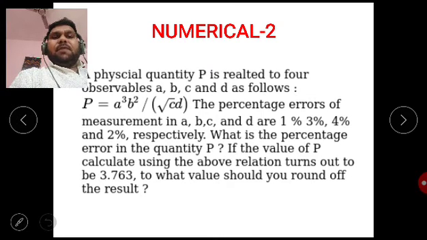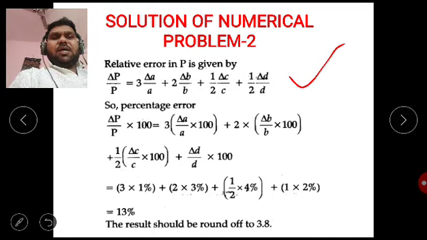Relative error in P will be 3 into relative error in A plus 2 into relative error in B, and since in the denominator we are having under root, plus 1 by 2 relative error in C and plus 1 by 2 relative error in D. So we come to the formula: delta P by P is equal to 3 into delta A by A plus 2 into delta B by B plus 1 upon 2 delta C by C plus 1 upon 2 delta D by D. This formula is calculated by using the concepts of propagation of error.